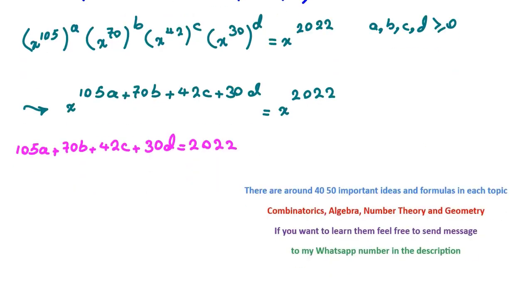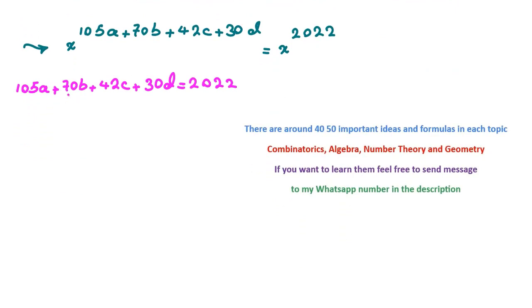Now, we know that this one is even, this one is even, this one is even, and this one is even. So all terms are even except one. So that one is even.